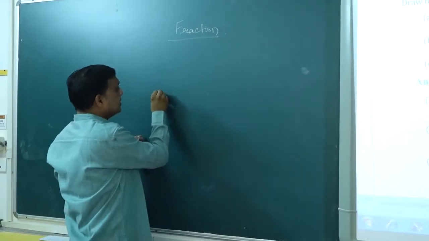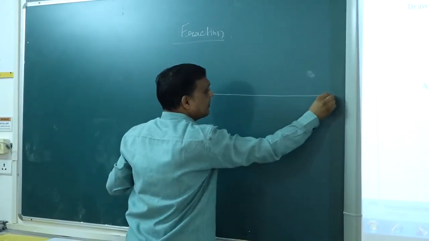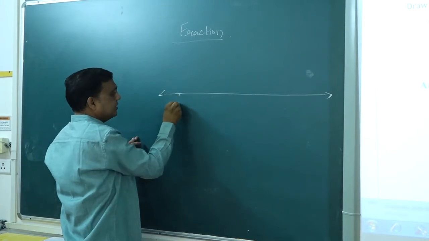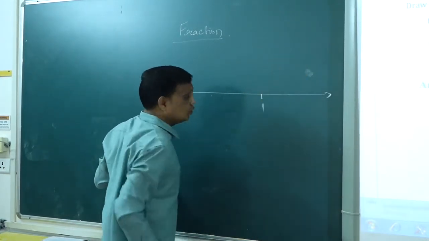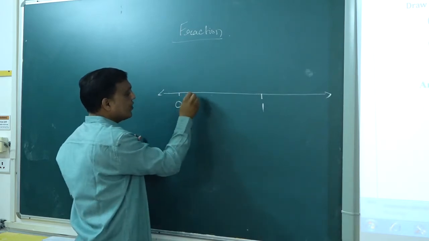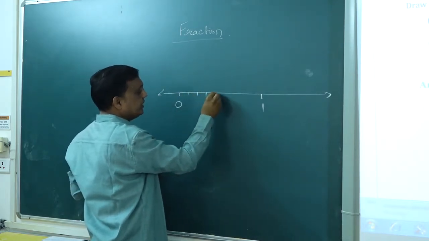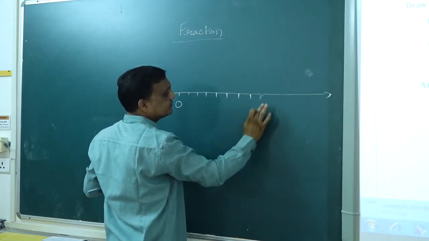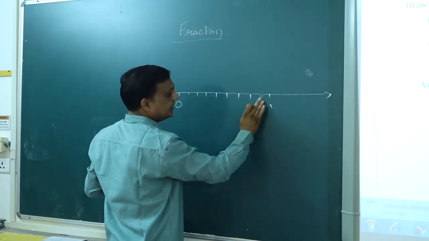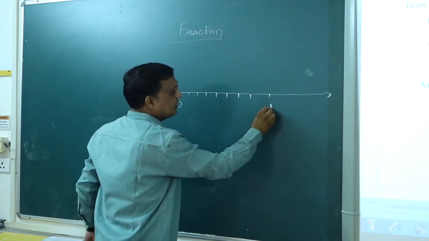Here, that one number I am dividing into the 8 parts. We assume that here is a 0 and somewhere here is a 1 and somewhere there is a 2. How many parts? 8 parts. 1, 2, 3, 4, 5, 6, 7 and 8.